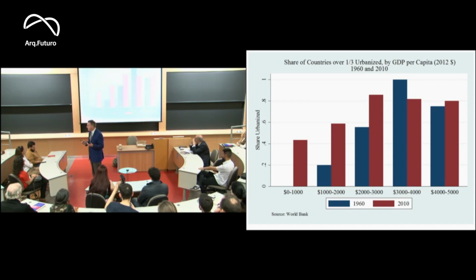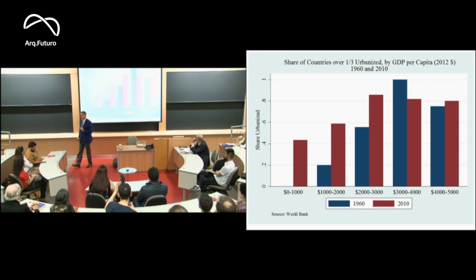Between $3,000 and $4,000, about the same. Brazil was actually between $2,000 and $3,000 then. So it would have been one of the countries that was more than one-third urbanized as of 1960. Of course, Brazil became one-half urban in 1964, when its per capita income was just a bit over $2,000 in modern dollars. But the big change occurs in the poorest parts of the world.